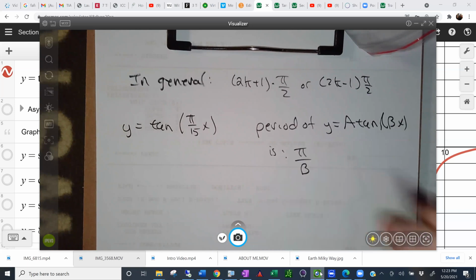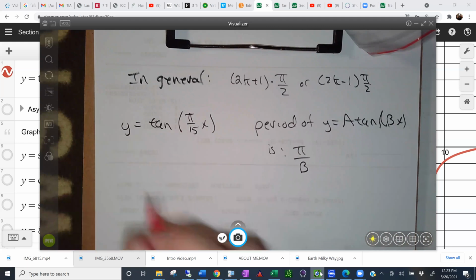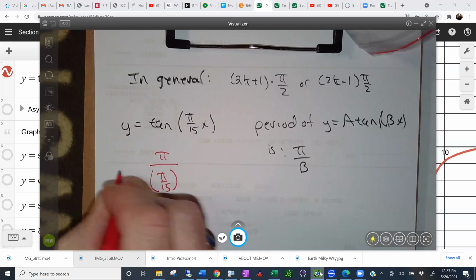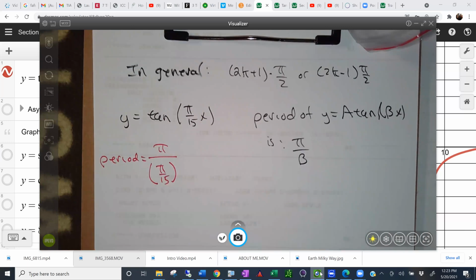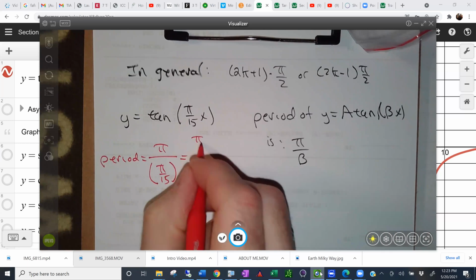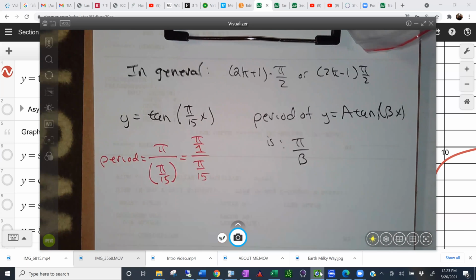pi/b. In other words, just like the sine function, this is going to divide the period. So for our particular example, that's going to be pi divided by pi/15. That's going to be our period. To help simplify this, maybe you want to write it as pi/1 divided by pi/15. Does that help me out at all? Can someone suggest why that might help me out?